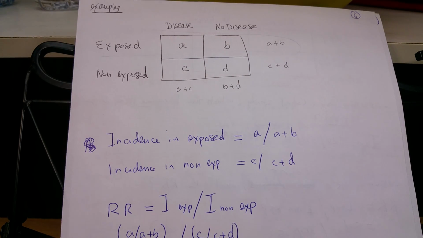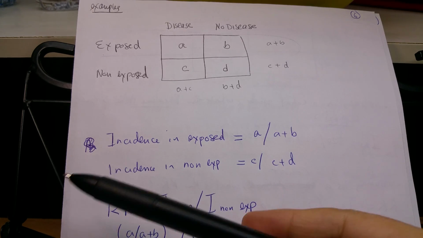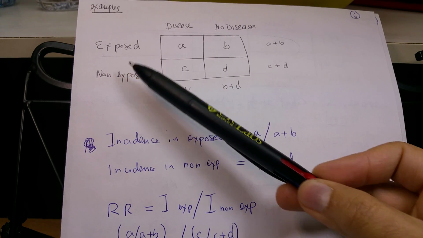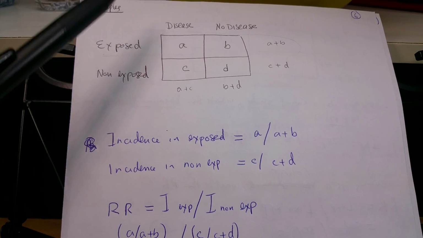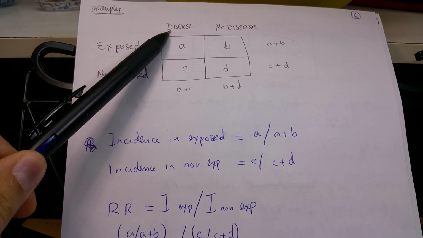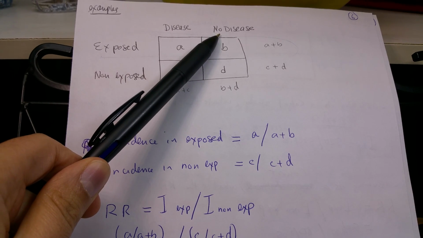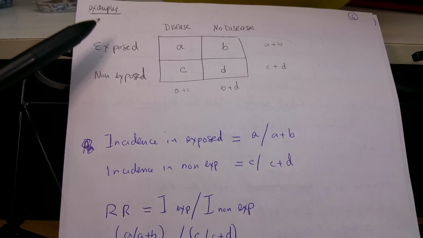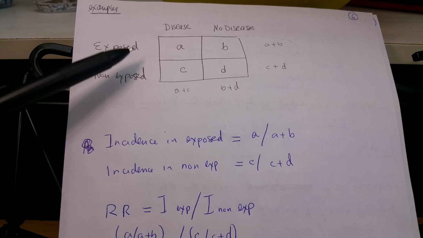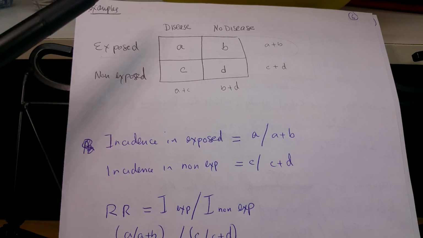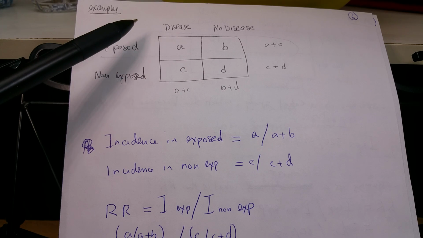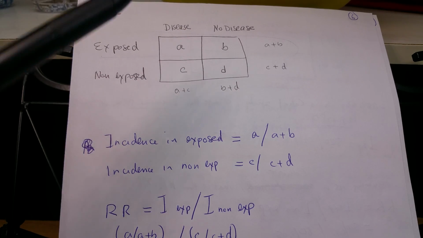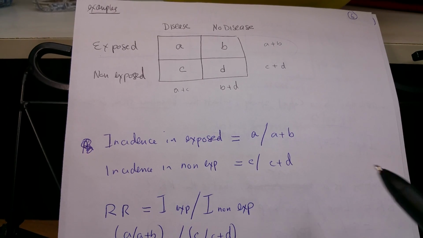So we have another example here. Always, when you're giving a table or you're formulating a table, look where the disease is, and there's no disease, and where's the exposure and non-exposed. If they give it the other way, try to make it this way, so it will be easier to calculate.